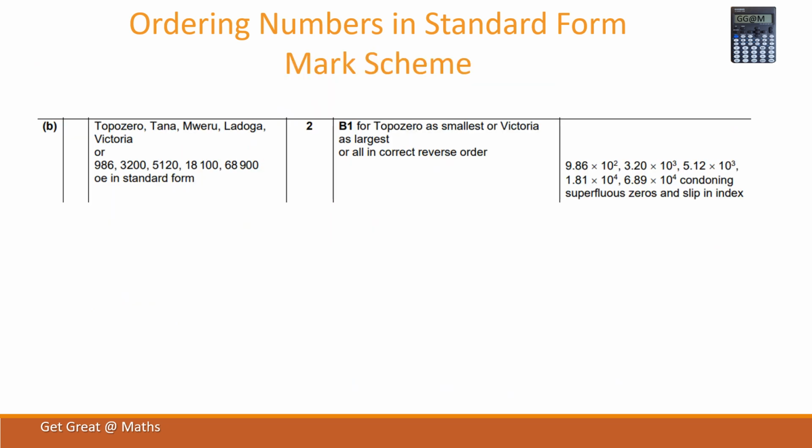The mark scheme says that you could have written the lakes in terms of words or in terms of ordinary numbers, OE means or equivalent, or in terms of standard form. Normally, how the question is written is how you give your answers. So the answer given on the far right hand side for guidance is the best way to write it, but the mark scheme in this case has given either of these two ways, so any of them are acceptable. It was worth 2 marks. B1 means a method mark for just getting either the smallest or the largest correct or in the wrong order.